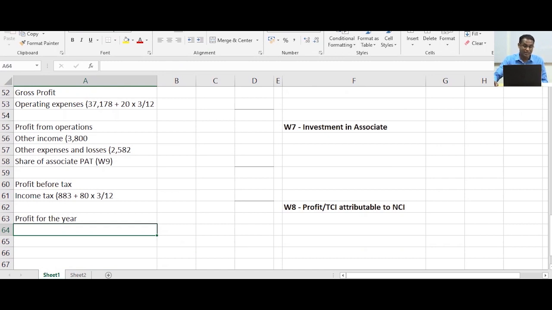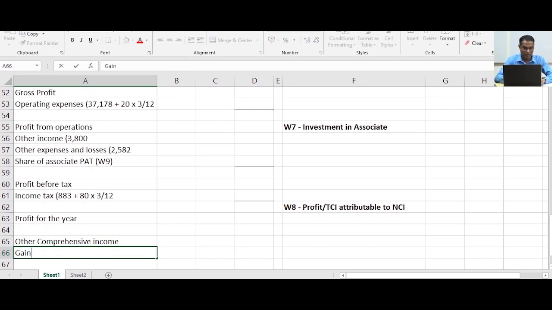And also you have here other comprehensive income. After deriving the profit for the year, I need to then have other comprehensive income. Under that, I am having actually two items. One is gain on property revaluation. That also I need to do the line by line addition, parents plus subsidiary numbers. Similar to the income and the expenses, OCI items, other comprehensive income items are also line by line added.